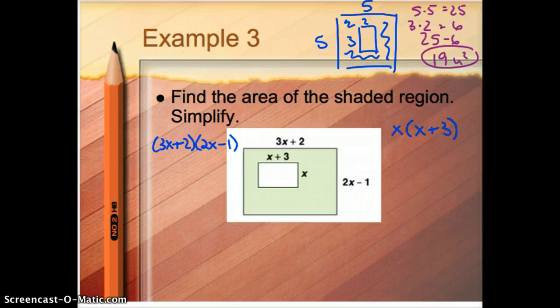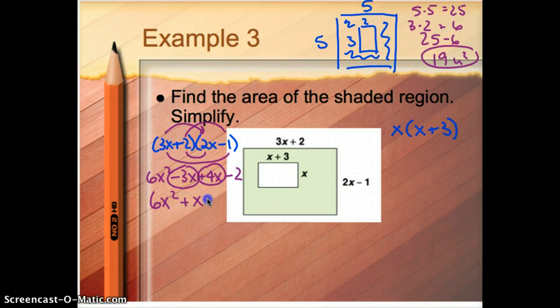All right, so it looks like we need to use distributive property or rectangle diagram or FOIL or something in this case. So I'm going to do 3x times 2x is 6x squared. 3x times a negative 1 is negative 3x. 2 times 2x is plus 4x. And 2 times a minus 1 is a negative 2. So I'm going to get my like terms, add them up. Got 6x squared plus x minus 2. Okay, and over here on the right side, x times x plus 3, I can just use straight normal distributive property. So that's x squared plus 3x.